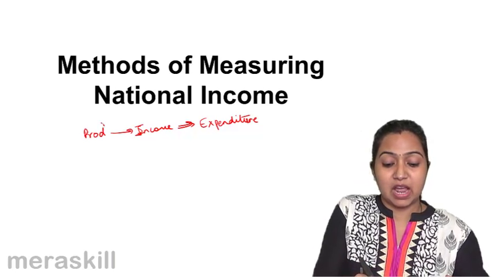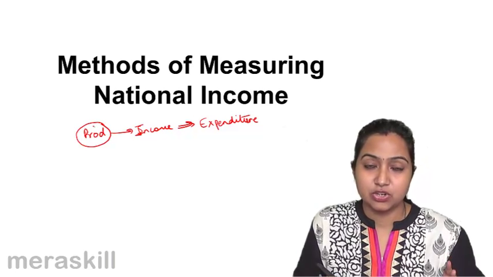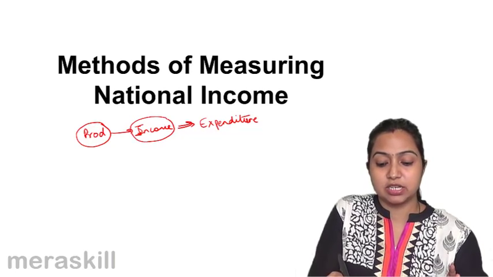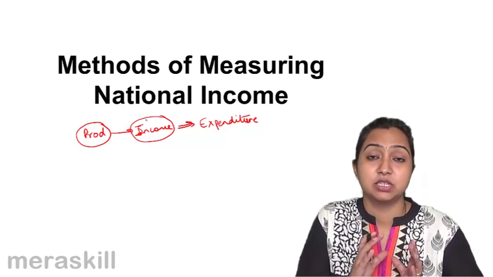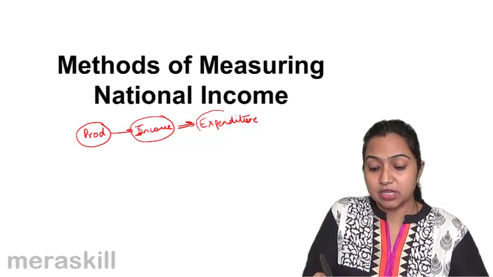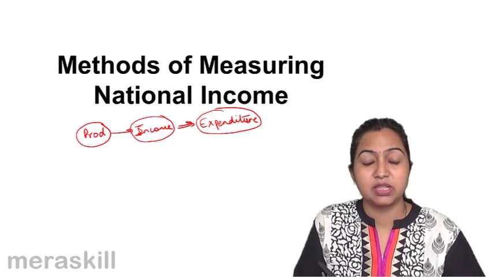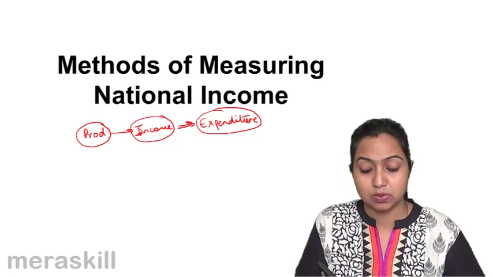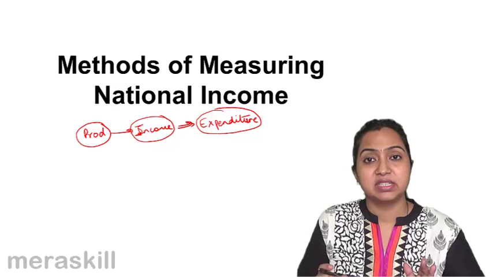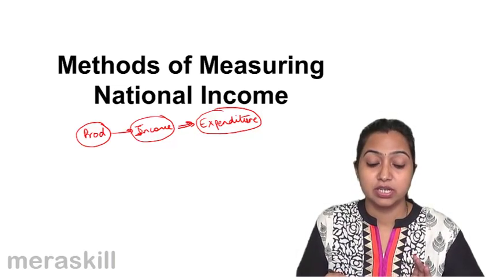We can either find out how much production has been done in a country, the volume of total output, or the income that has been generated in this process, what is the income that has been distributed or has gone to the various factors of production, or the expenditure that has been done by the three spending units in the economy, that is the households, government and the business firms. What is the total expenditure that has been done? By any of these methods, we can calculate the national income that is generated in a country in a given year.